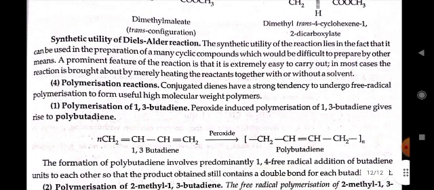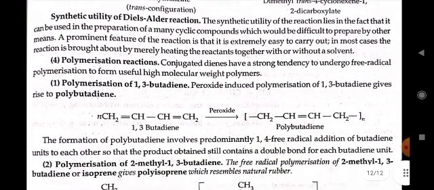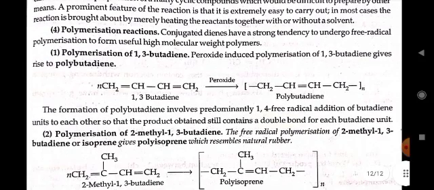Synthetic utility of Diels-Alder reactions. The synthetic utility of the reaction lies in the fact that it can be used in the preparation of many cyclic compounds which would be difficult to prepare by other means. A prominent feature of the reaction is that it is extremely easy to carry out. In most cases, it involves merely heating the reactants together with or without a solvent.